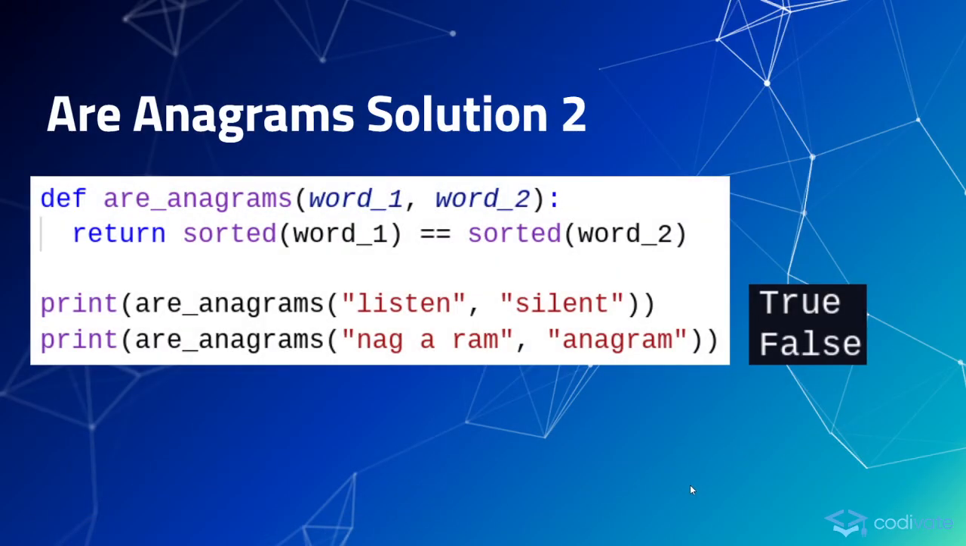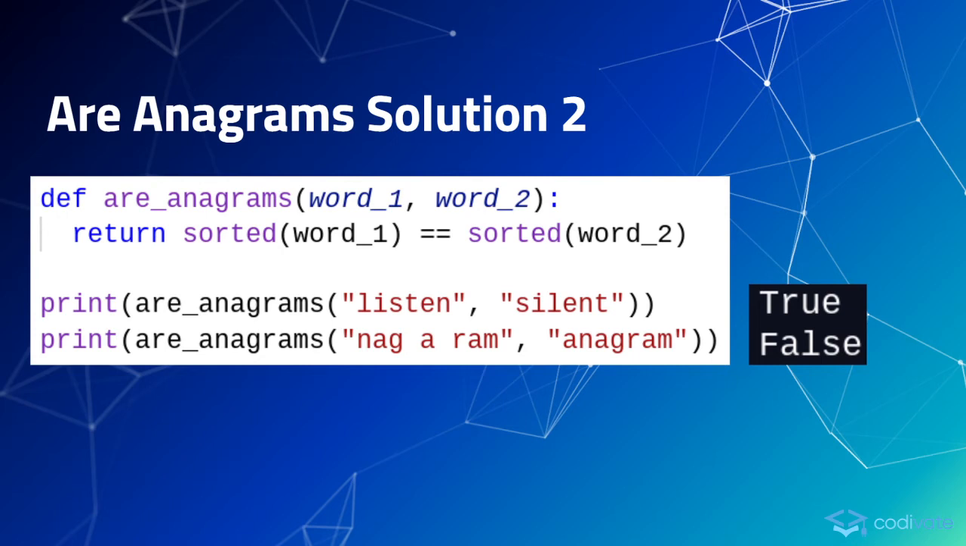So the other way to do this is simpler, but doesn't always make too much sense. But once you understand it, it will become a bit easier to use in the future. So in this one, we use the sorted method. We check if both words' sorted lists are equal.